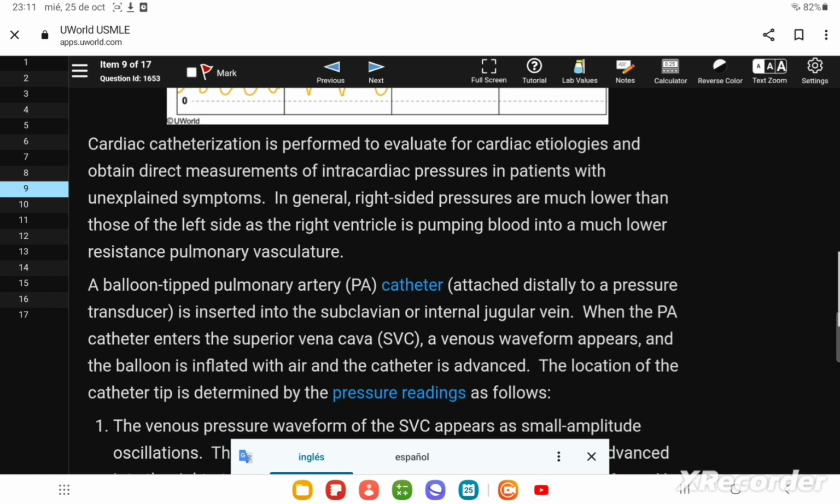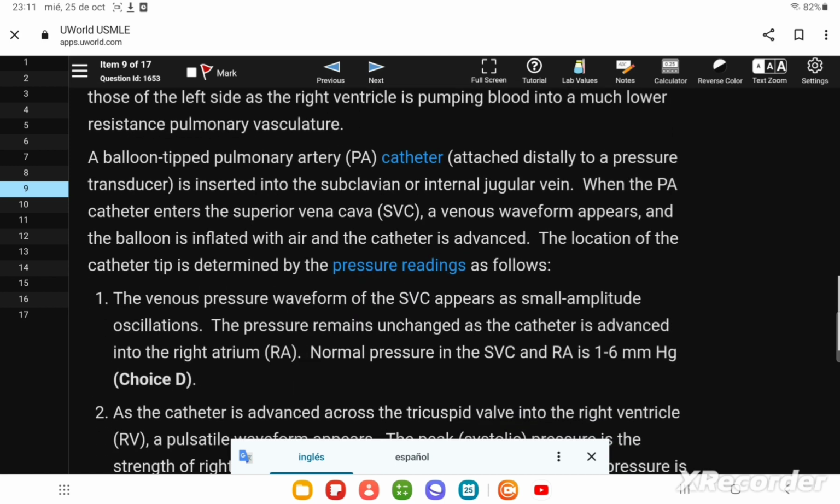When the pulmonary artery catheter balloon tip enters the superior vena cava, a venous waveform appears, and the balloon is inflated with air, and the catheter is advanced. The location of the catheter tip is determined by the pressure reading as follows.